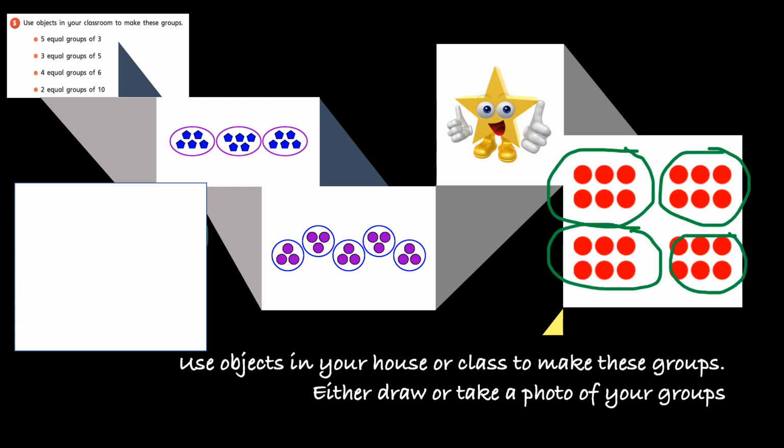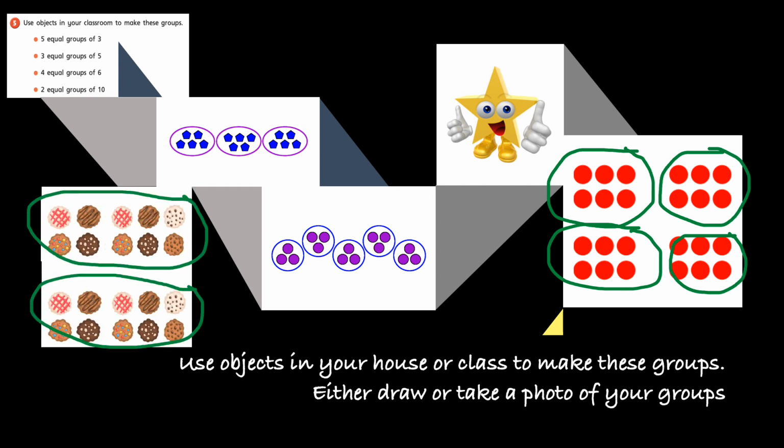4 equal groups of 6. I used my counters and put them into groups of 6, and then I drew a circle around them. So I know I've got 4 equal groups of 6. And for the last one, well, we got some cookies out. And we got 2 equal groups of 10. So I've got 10 in each group. And I've got 2 groups of them.